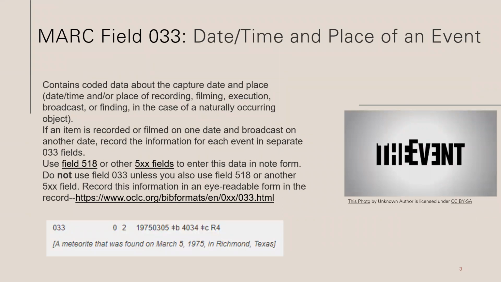On the slide is the definition of MARC field 033, date, time, and place of an event. Contains coded data about the capture date and place, date, time, and or place of recording, filming, execution, broadcast, or finding in the case of a naturally occurring object. If an item is recorded or filmed on one date and broadcast on another date, record the information for each event in separate 033 fields. Use field 518 or other 5XX fields to enter this data in note form.